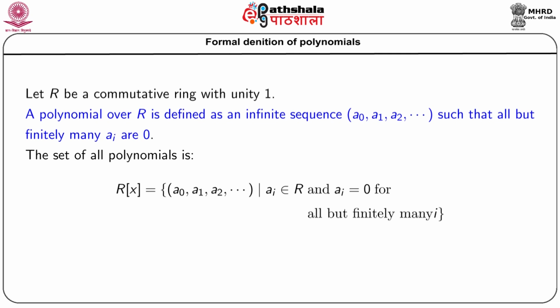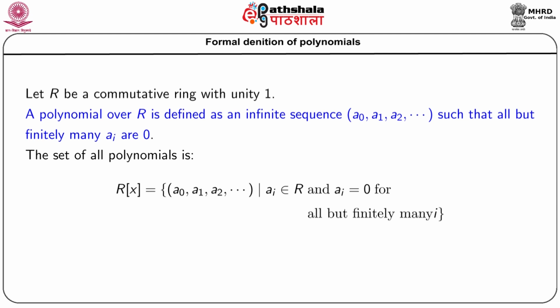The reason behind considering R as a commutative ring with unity is to perform addition and multiplication of polynomials. That is why we need two operations, namely addition and multiplication on R. And this is the reason we consider R to be a commutative ring with unity.